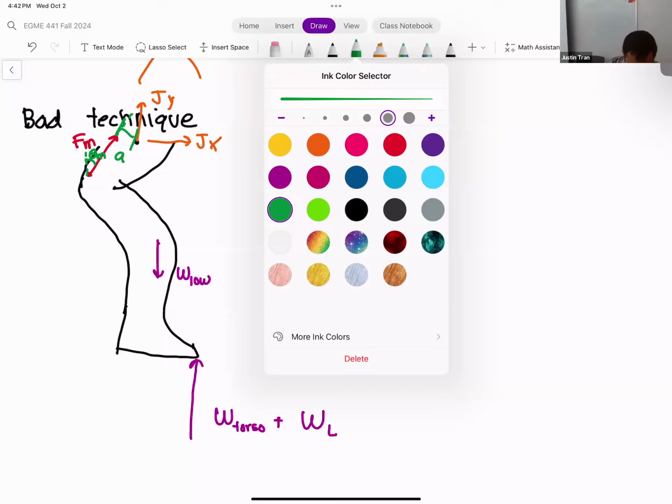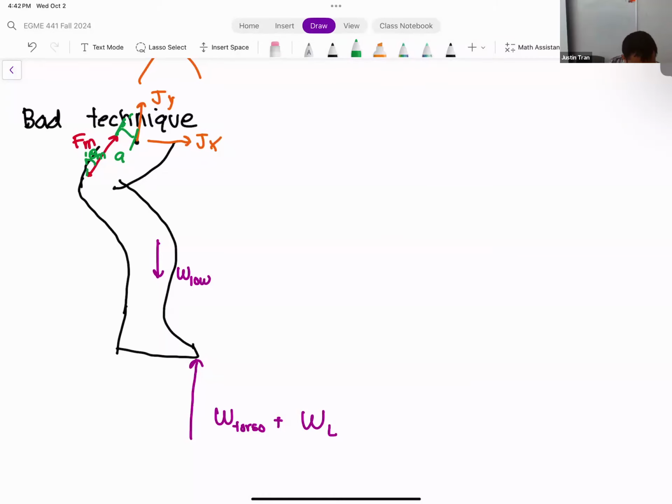Okay. We also need to know the distances here. If we draw a dotted line that comes down from the spinal joint, the distance between the vertical line for the spine and the weight of the leg, we'll call that B. And the distance between the spine and the external loads, we'll call that C.